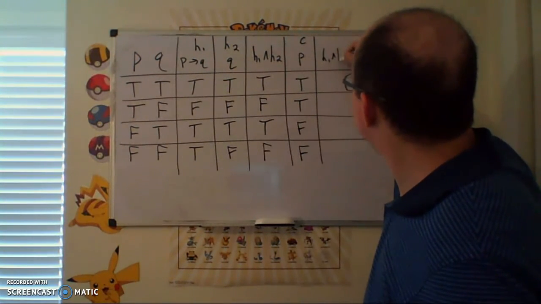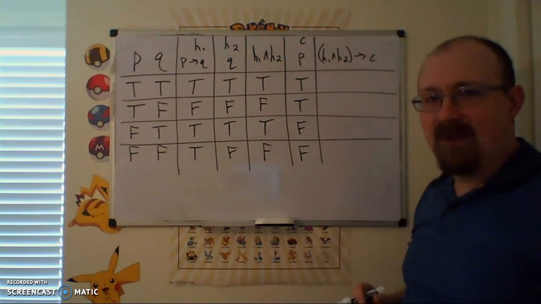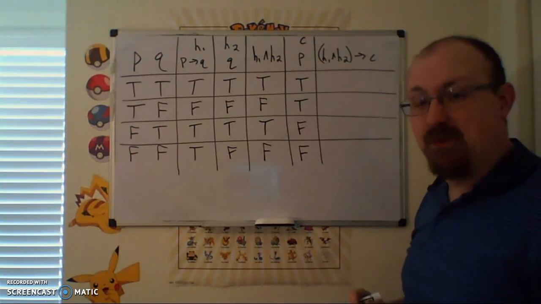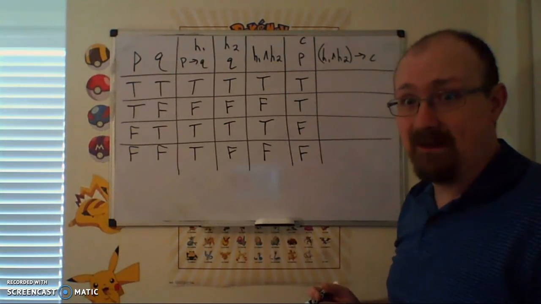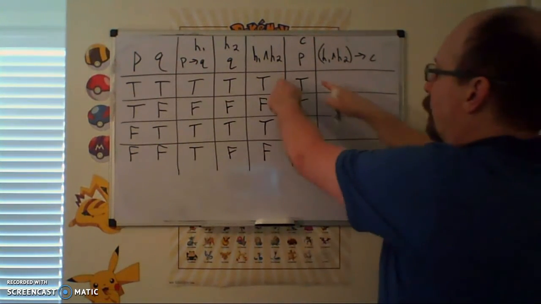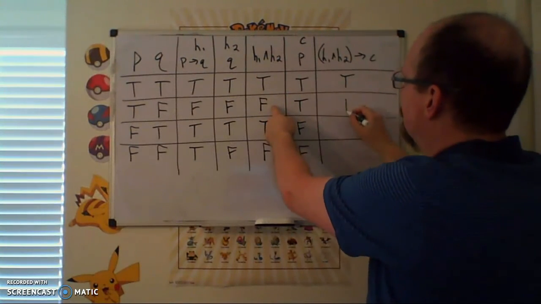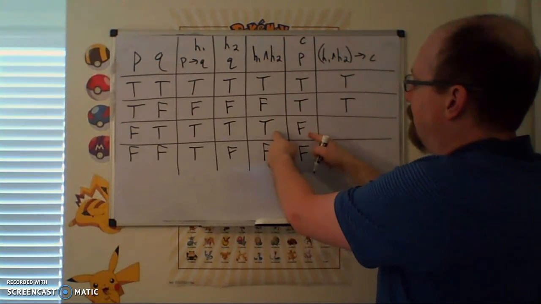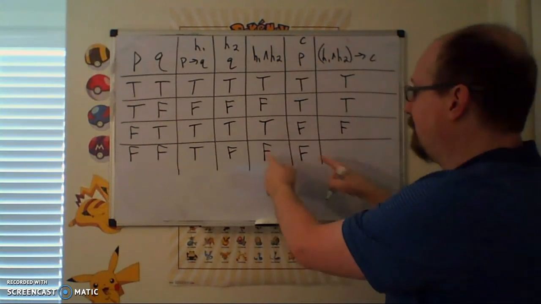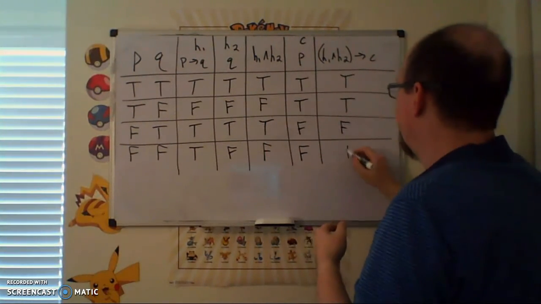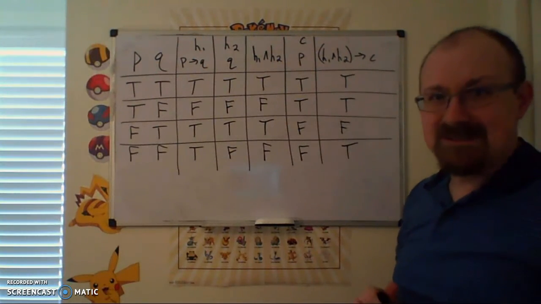So now we've got the big conditional at the end. H1 and H2 implies C. You'll notice these argument structures pretty much all break down to that. So true implies true. That's fine. False implies true. Also fine. True implies false. That's the one where the conditional breaks down and is false. And then we have false implies false at the bottom. That is true. And again, you may have already noticed that in there.